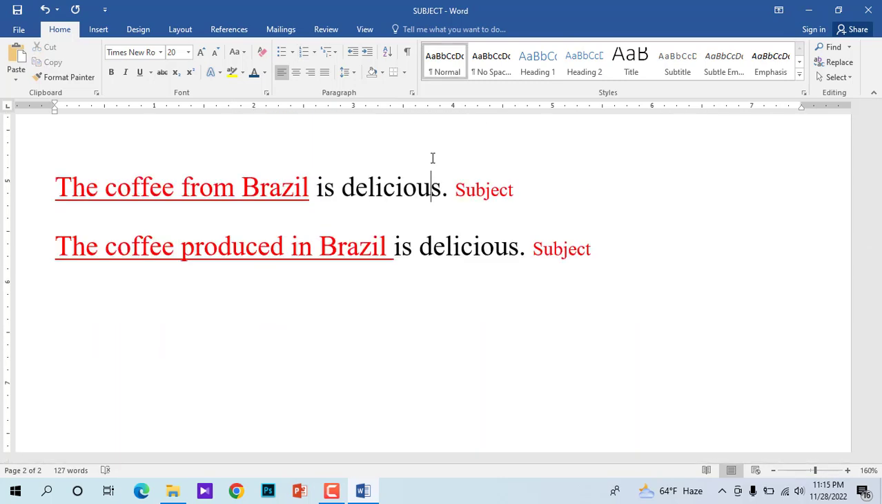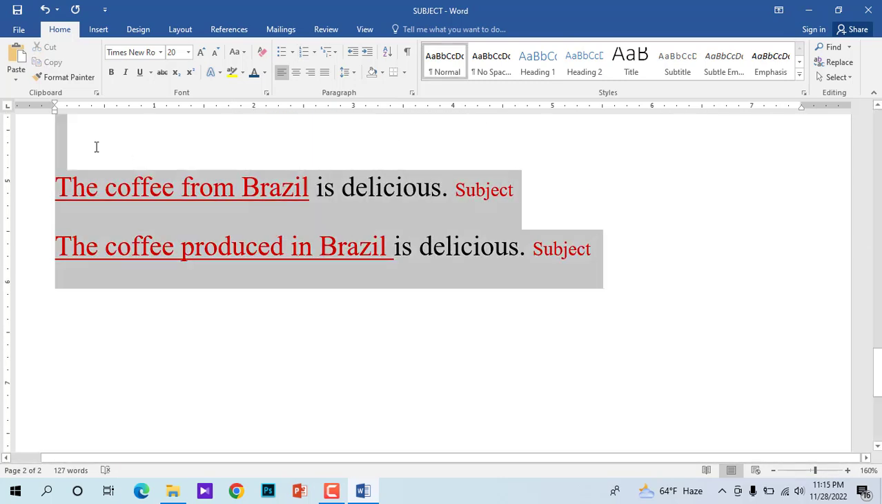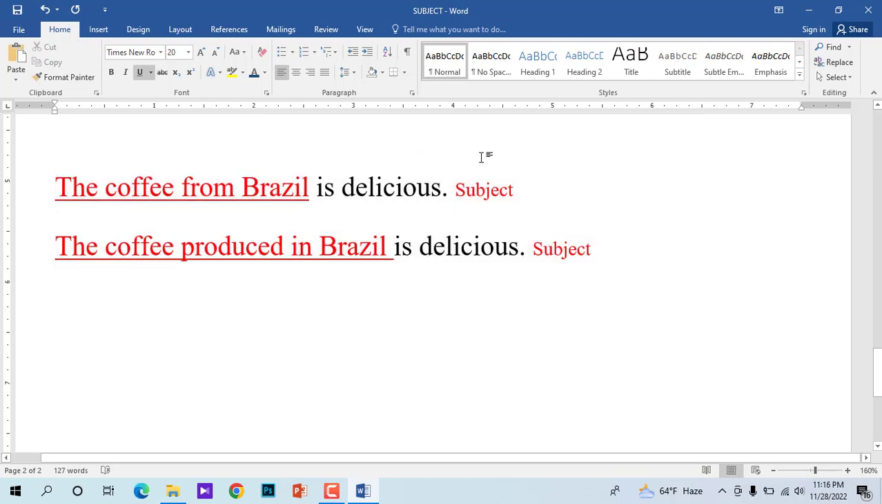Now we are going to analyze two different sentences that may also help you to know the subject. Here, the coffee from Brazil is delicious. The coffee from Brazil is the subject, and here also, the coffee produced in Brazil is delicious. The coffee from Brazil or the coffee produced in Brazil have almost the same meaning, and here the finite verb is in blue color. These are the finite verbs. Okay, and this is the subject.